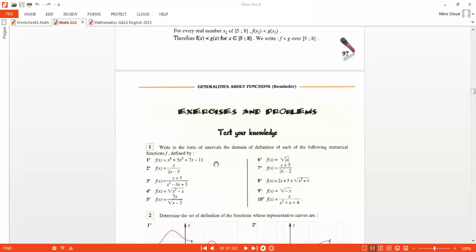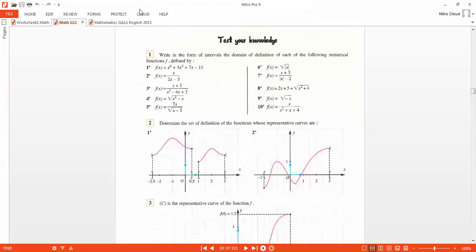In the second exercise, we already have a figure and we need to find its domain of definition. So you look at the curve, it started at minus 2.5 till 0.5, it stopped. Then it started again at 1 to 3. So the domain of definition, as you can see, is from minus 2.5 till 0.5 closed, union, then from 1 to 3, the 3 is open. So if you have a figure or you have a function, in both ways you can find its domain of definition. So I wish that it's clear for you. Of course, you can practice the other parts.